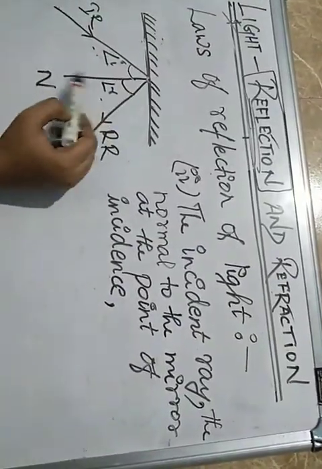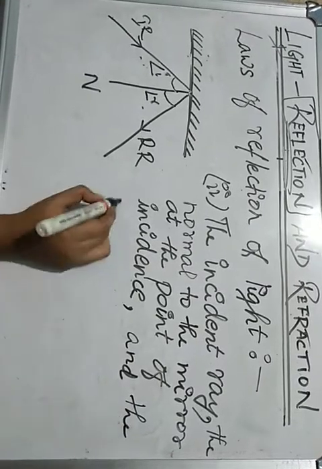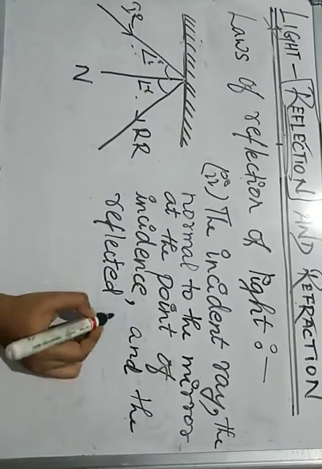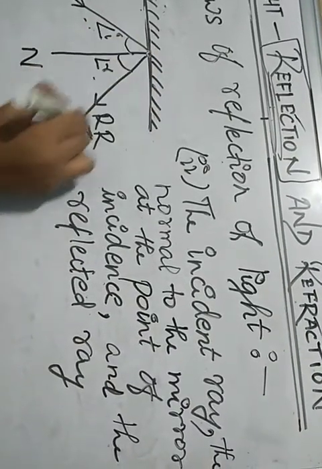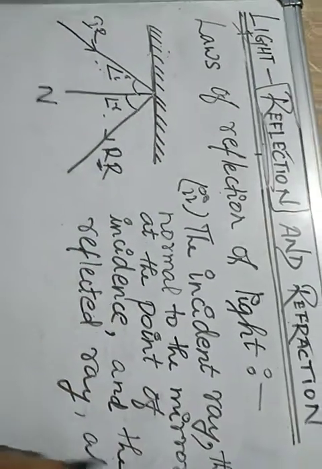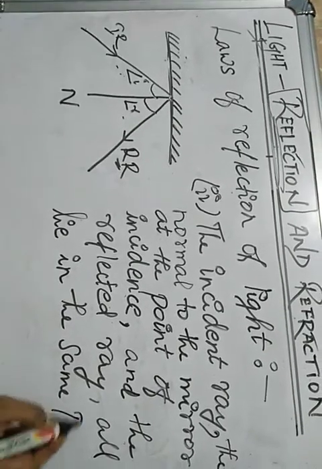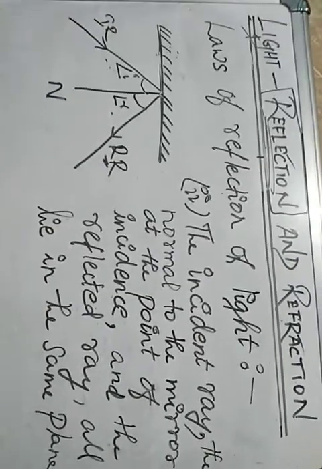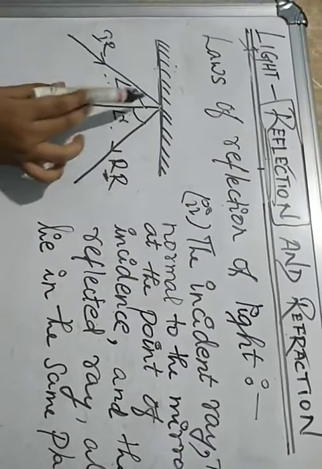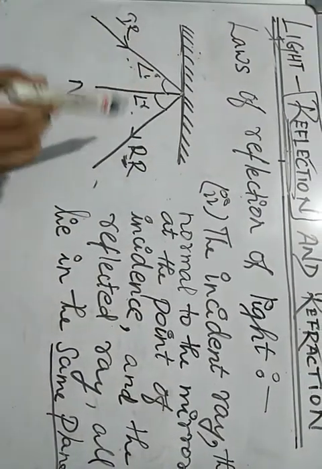So here the second law says that the incident ray, the normal to the mirror at the point of incidence, and the reflected ray, this is the reflected ray, the ray that is getting reflected, they all lie in the same plane. This is the second law of reflection. The incident ray, the normal to the mirror at the point of incidence, and the reflected ray all lie in the same plane.